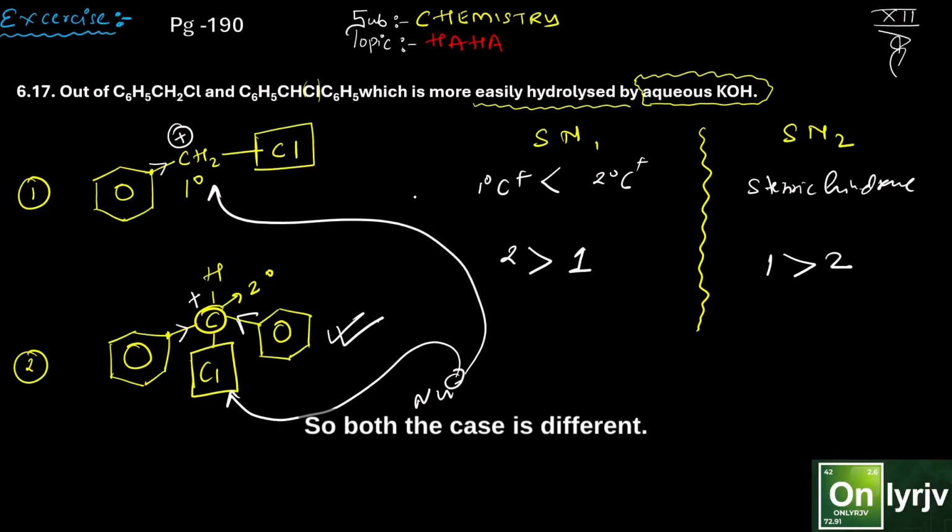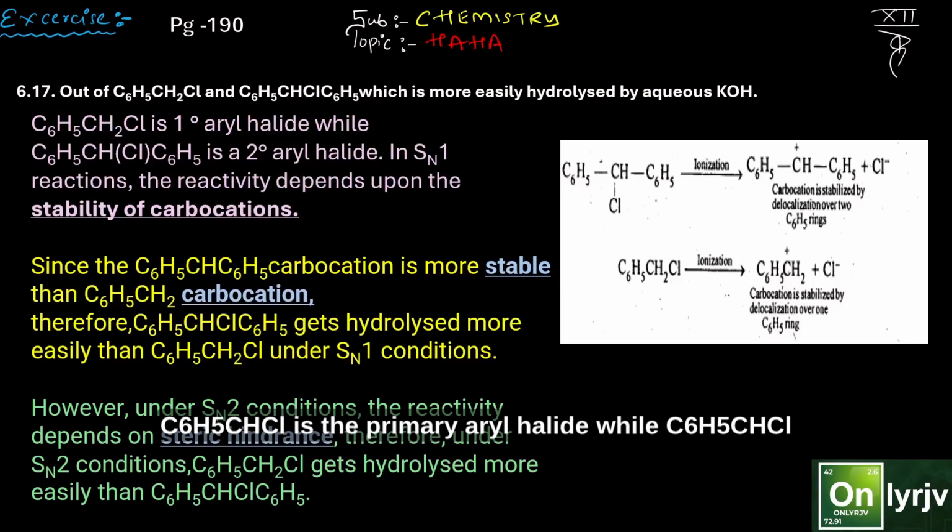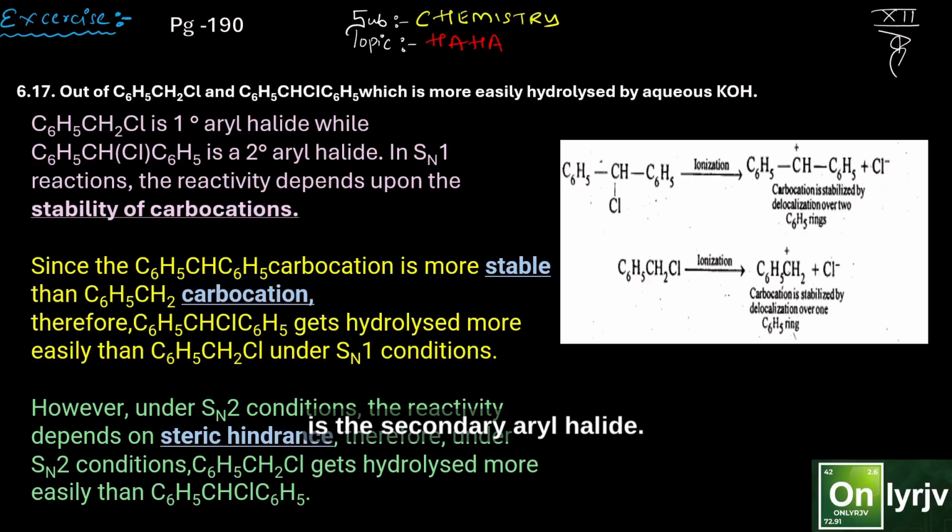So both cases are different. In SN1, compound 2 is going to react faster, and in SN2, compound 1 is going to react faster. The reasons are different. So the ideal answer you're going to write is this: C6H5CH2Cl is a primary aryl halide, while C6H5CHCl is a secondary aryl halide.